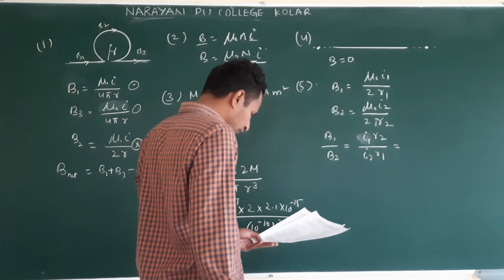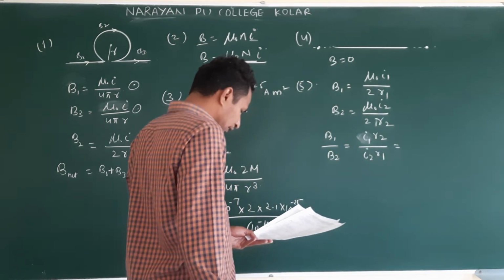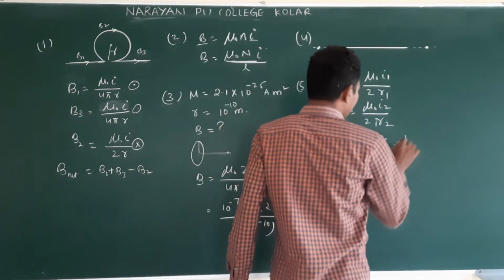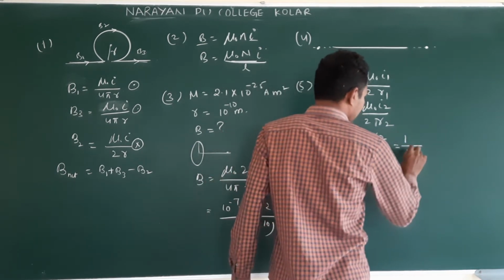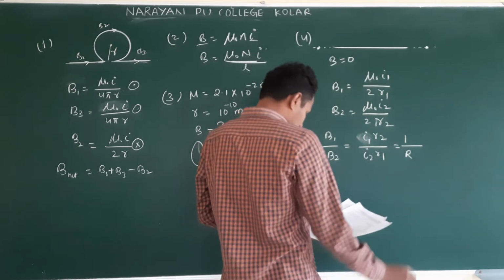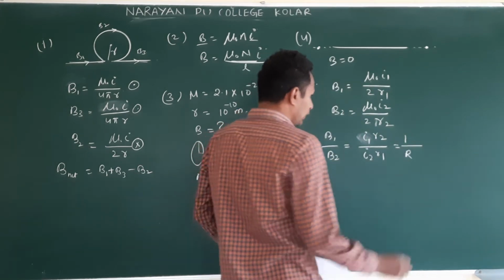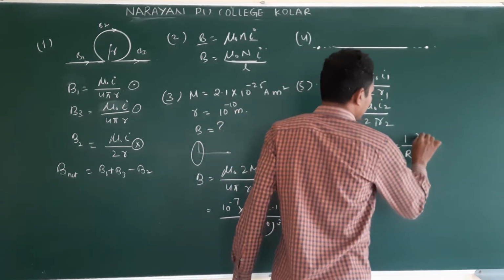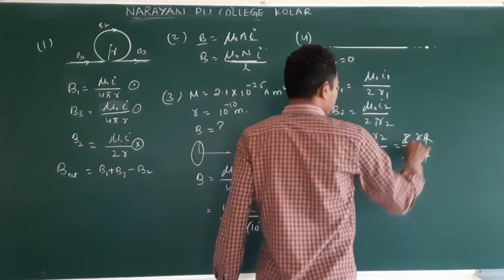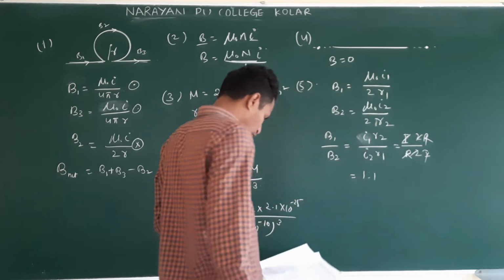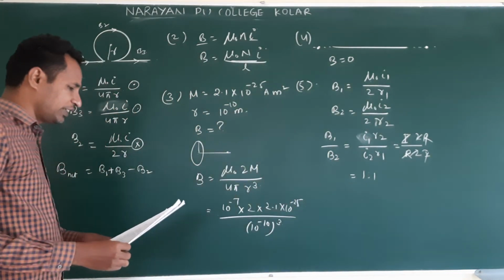According to the question, what is that? Radius or current I? First coil, current is I, radius is R. Second coil is what? 2I, 2R. 2I, 2R. I cancels, R cancels, 2. 1 is to what? Option 4. Sixth one.